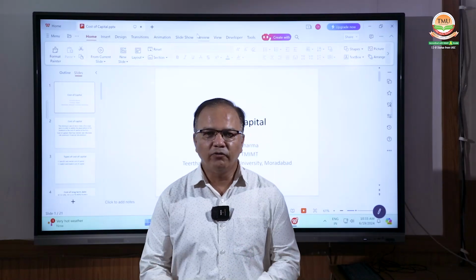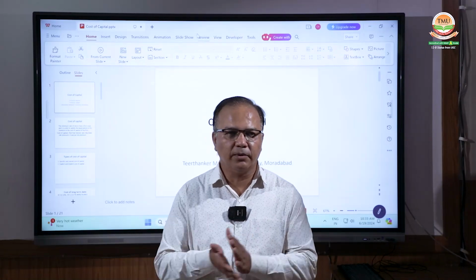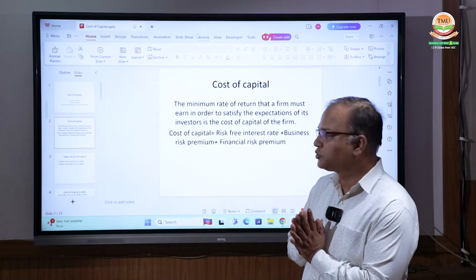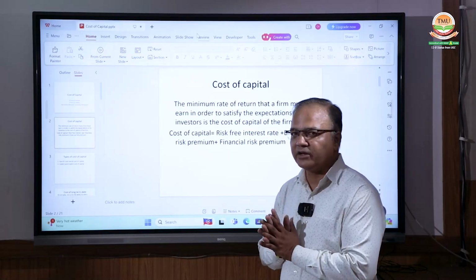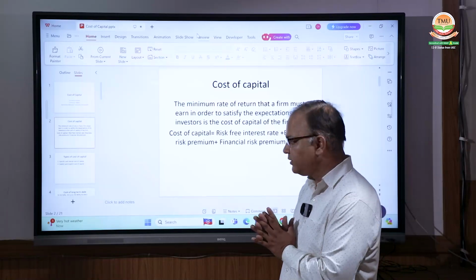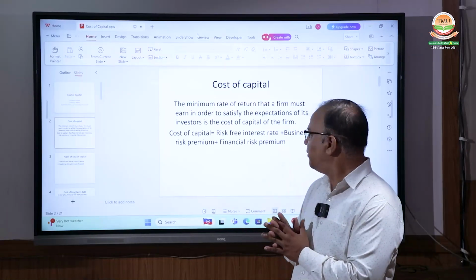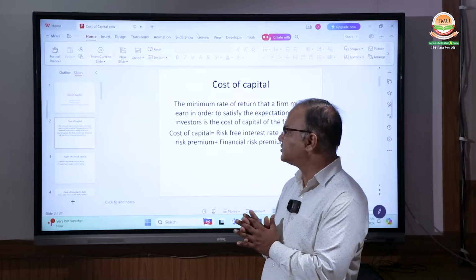So the minimum required rate of return which a company has to earn, you can say this is the cost of capital. Whenever we have to calculate the cost of capital, we have to consider these three factors. Number one, risk-free interest rate, plus business risk premium, plus financial risk premium.